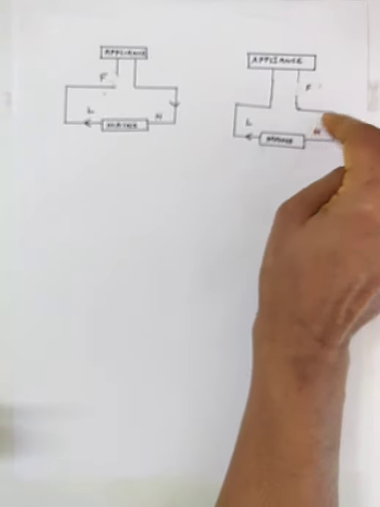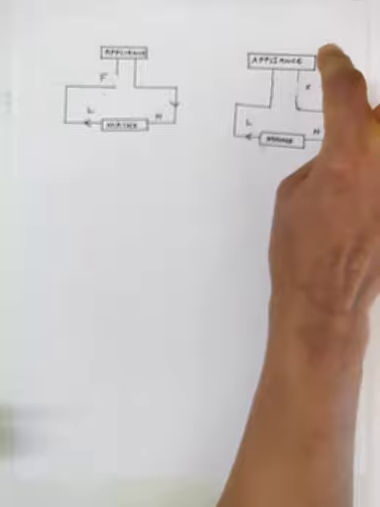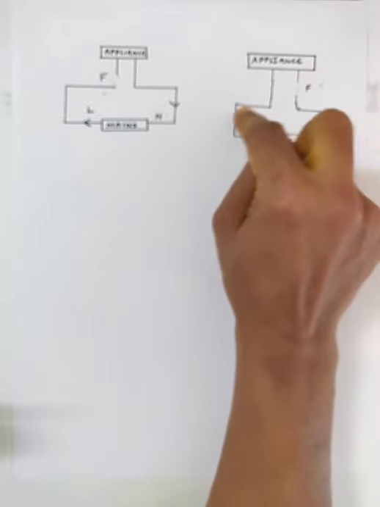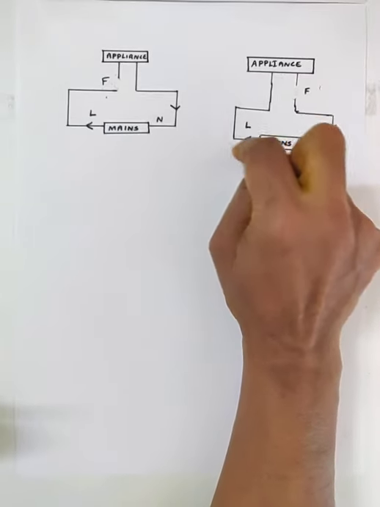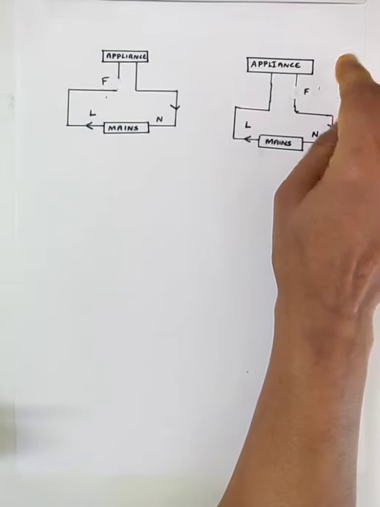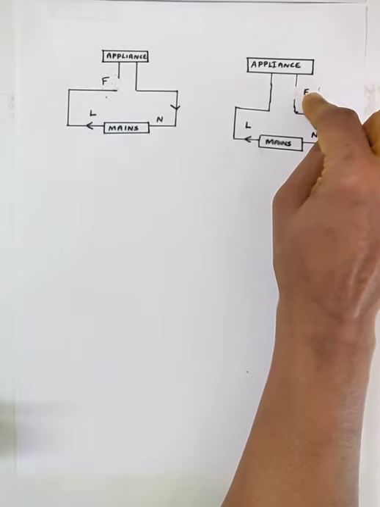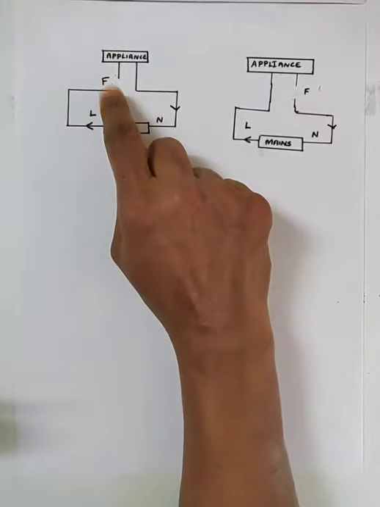But when the fuse is connected in the neutral wire and the fuse blows off, if the person touches the appliance, he comes in direct contact with the mains through the live wire, and there is a chance for him to get an electric shock. So, it is unsafe to connect the fuse in the neutral wire. The fuse should always be connected in the live wire.